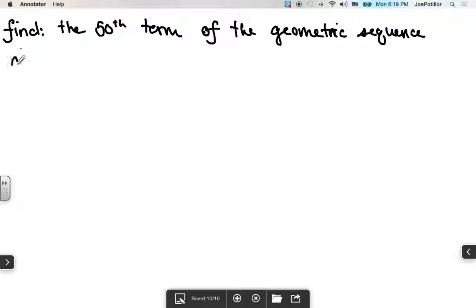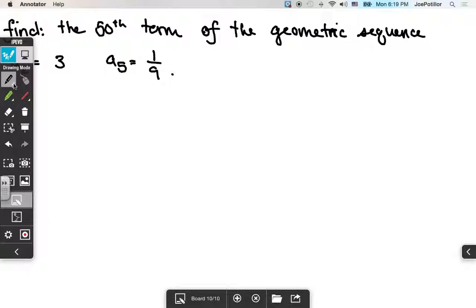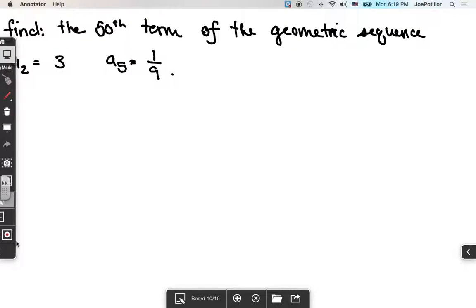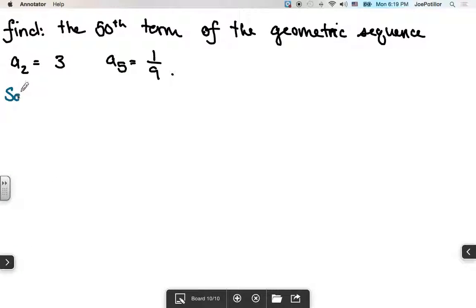It's giving a2 is equal to 3. And then a sub 5 is equal to, say, 1/9. Okay. Now that may seem like an impossible problem. It is of course not impossible. Okay. You don't know what R is, and that's okay. You're not given R. So you need to find it.